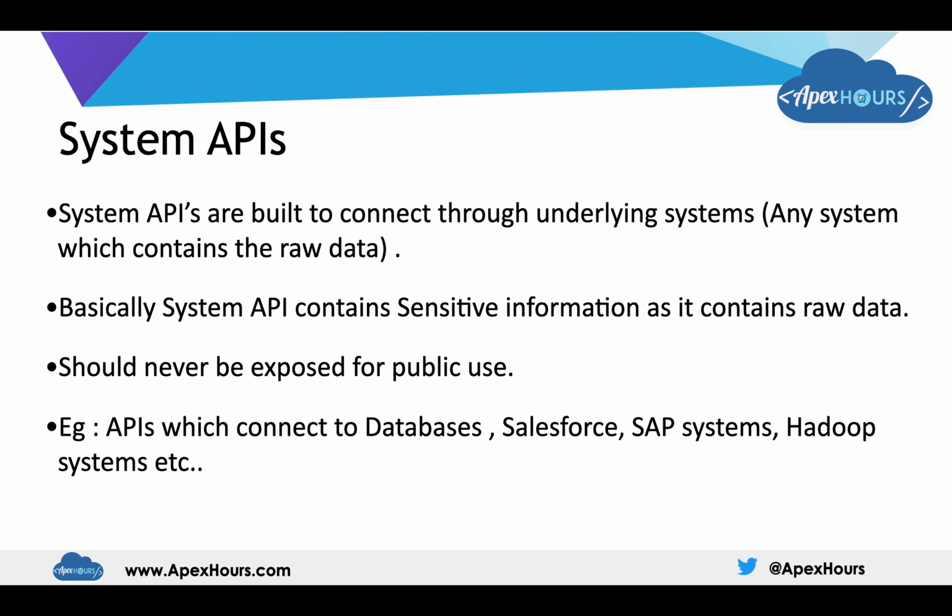And we are not going to give these system APIs to consumers, because first, our system API contains sensitive information, and we don't want to expose how our system works. For example, if you are connecting to a database, I don't want the customer to know what kind of data is exposed, the metadata information or those kinds of things. Examples I have mentioned here: APIs which connect to databases, Salesforce or SAP systems, or it can be NetSuite or Jira or anything. Anything that you are connecting directly to the systems are called system APIs.